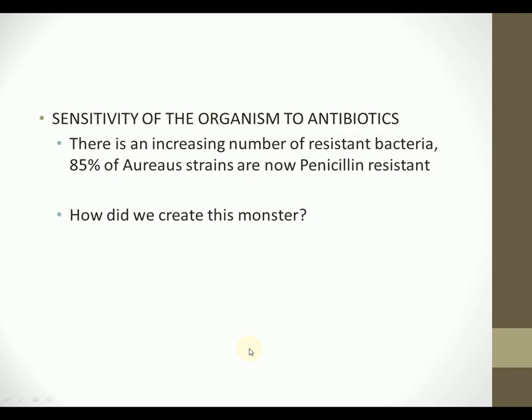All right, let's look at sensitivity of the organisms to antibiotics. We know that there's an increasing number of resistant bacteria. Up to 85% of all of our Staph aureus strains are now penicillin resistant. If that doesn't scare you, it should. So how did we create this monster? Well, part of it is human nature.